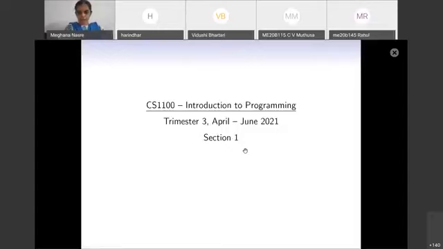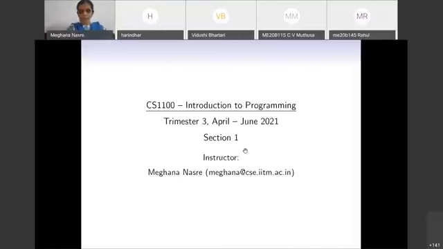So, my name is Meghana Nasre. I am a faculty in the computer science department, and I am always excited to teach this course. I have taught this course twice, and I am very happy that this time I am getting a batch of students which is diverse, which has students from all different departments. So I'll get to experience a very nice thing. So I hope that all of us enjoy the course together and learn something from each other.